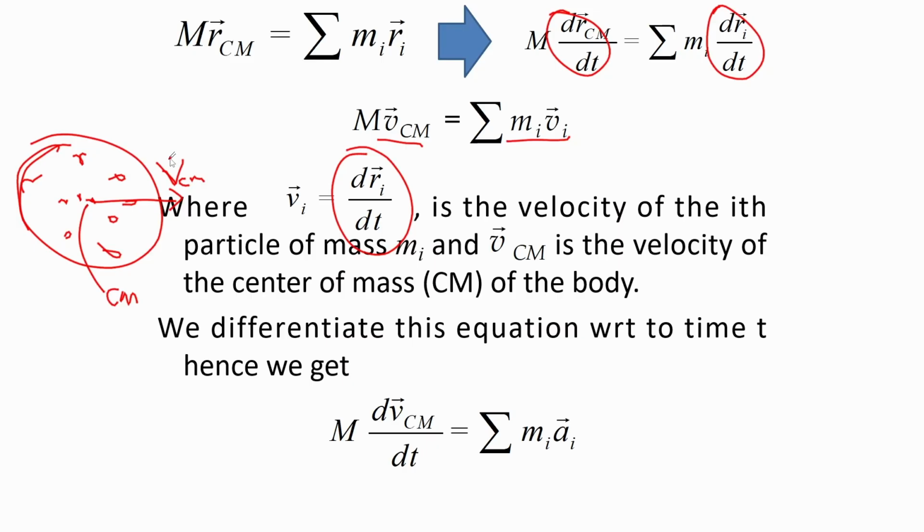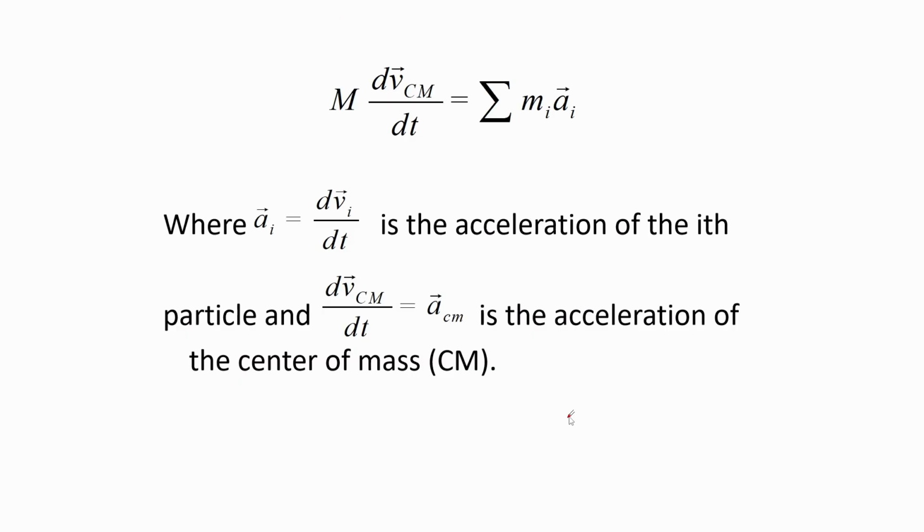So we differentiate this equation with respect to time. In this expression, differentiating, this becomes dvCM over dt. This becomes an acceleration parameter, where a_i is the rate dvi over dt, the acceleration of the ith particle. So dvCM over dt is the acceleration function. So here it changes how we represent its motion from our position.